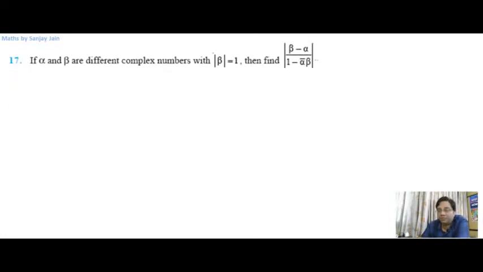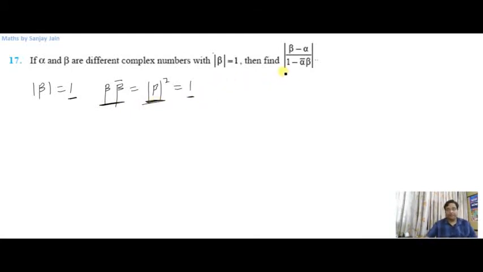I think we skipped this question, right? So let's do this question here. Now mod beta is given as 1, and we also know that beta into beta bar is equal to mod beta squared. So it is equal to 1, right? Beta into beta bar is mod beta squared, which is 1.